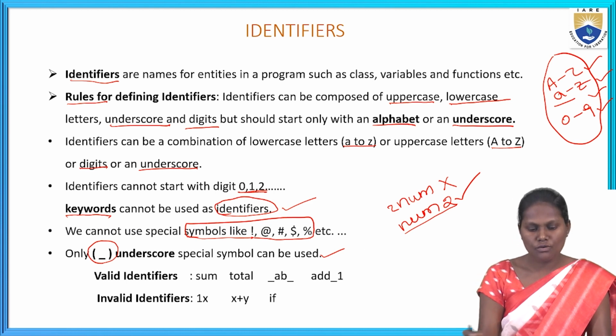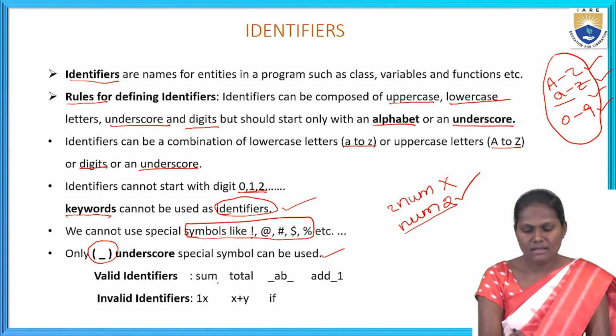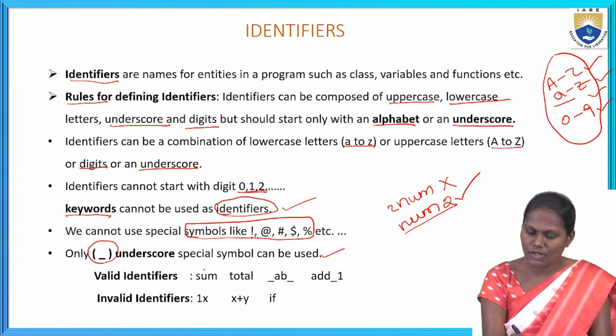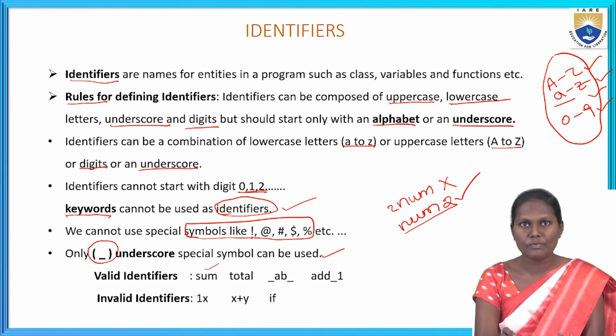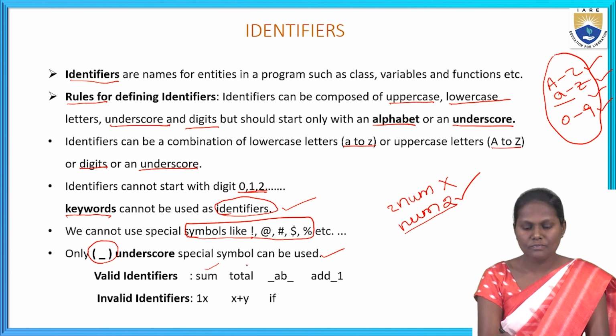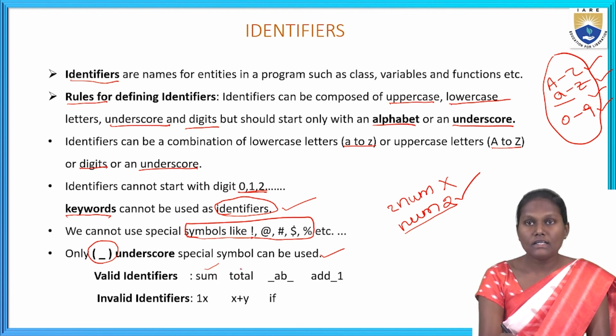So valid identifiers are sum, total. We can also write sum. It is an alphabet; here we have alphabets. In sum you have small letters, no? It is an alphabet only. Total is also alphabet. Yes, we can write it. It's the correct way. And underscore AB, here also we can write it; it is also correct. Underscore AB underscore is also a correct way of writing an identifier. This is also a valid identifier.